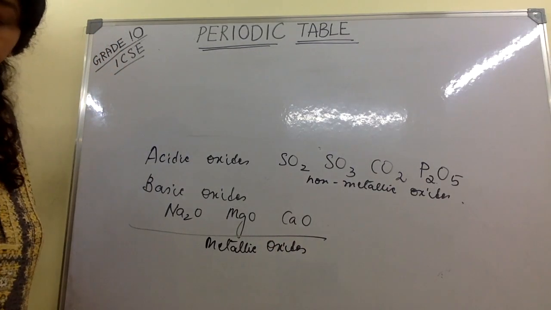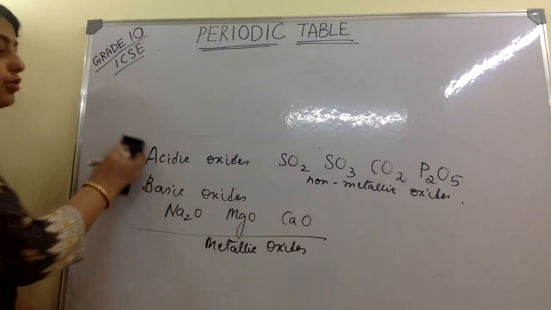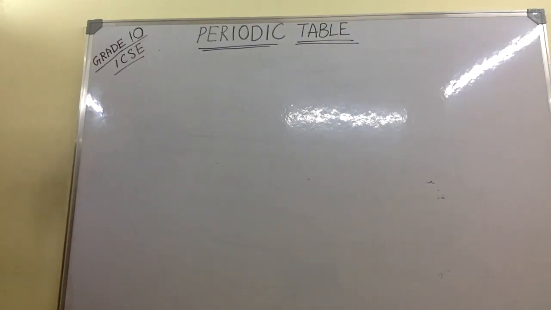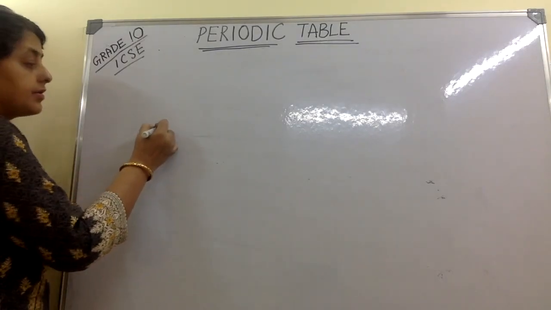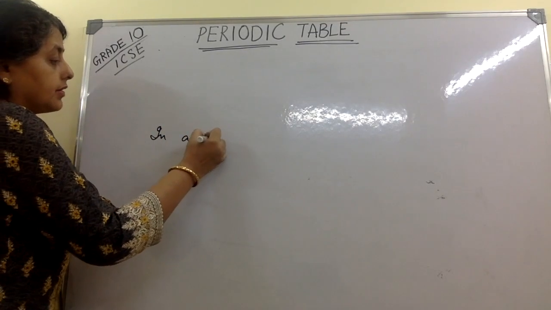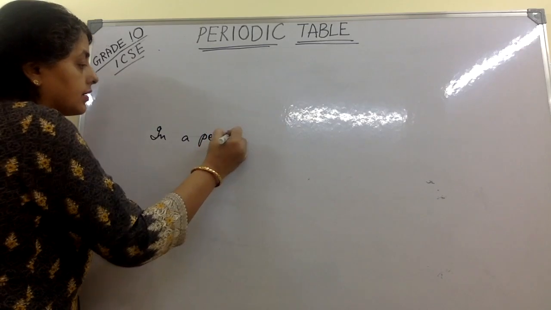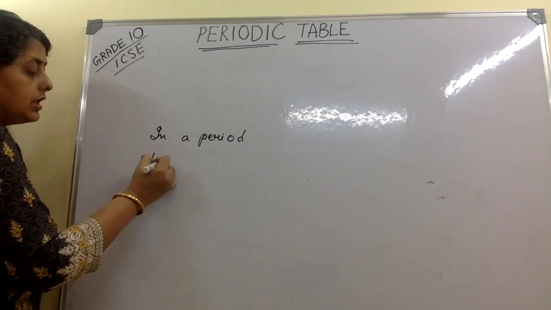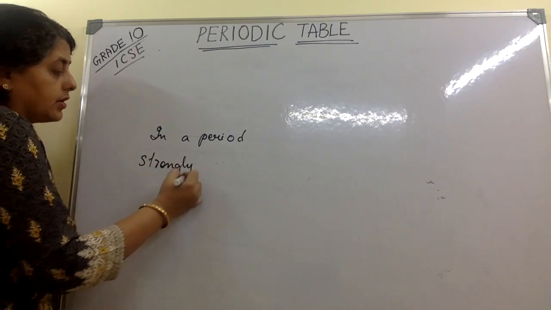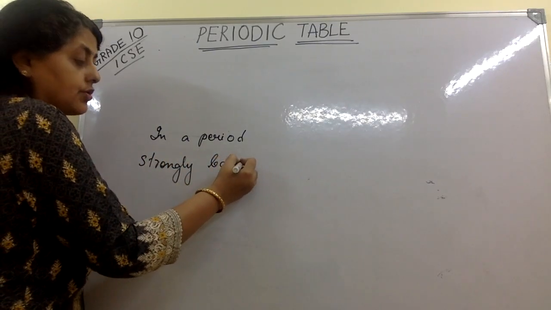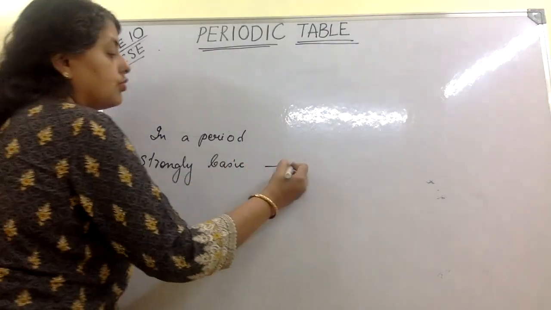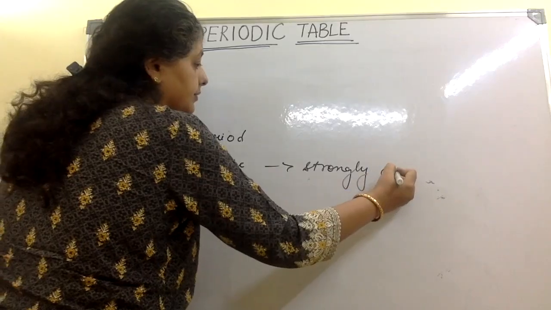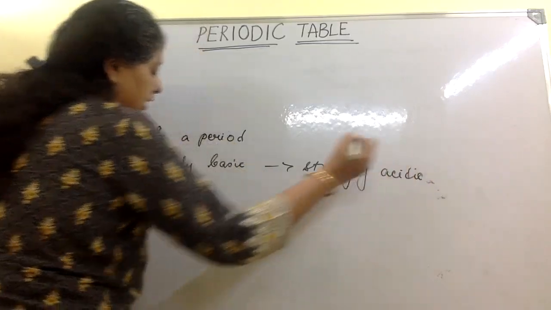Okay, so now why did I tell all that? How do oxides vary in the periodic table, in a period? In a period, oxides go from strongly basic, because we have strong metals on the left, to strongly acidic.